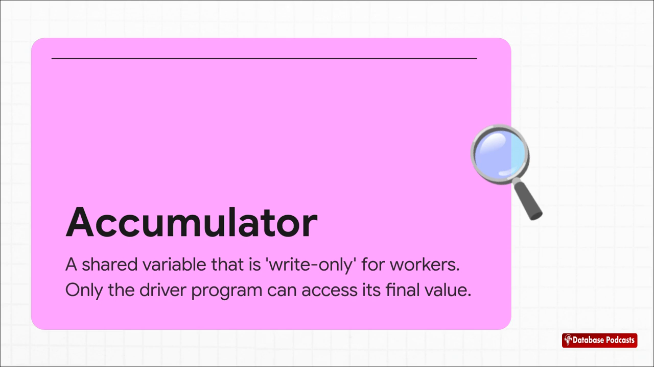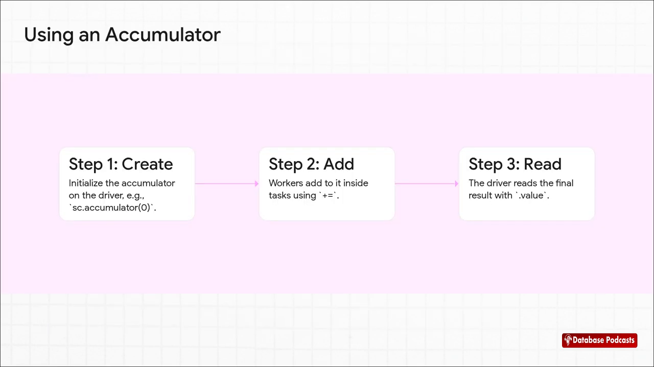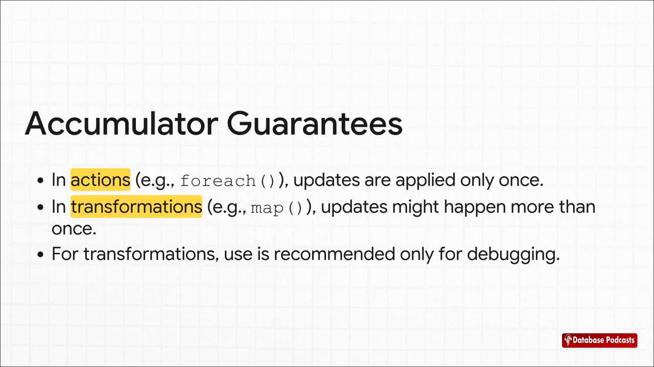So the driver sets it up, the workers all chip in and add to it, and then, only at the very end, the driver is allowed to look at the final, correct aggregated value. And you know what the best part is? Using one is unbelievably easy. Step 1. On the driver, you just create it with a starting value, usually 0. Step 2. Inside your code on the workers, you just use the plus equals operator to add to it. And finally, step 3, back on the driver, you just call .value to get the real final total. It's that clean.